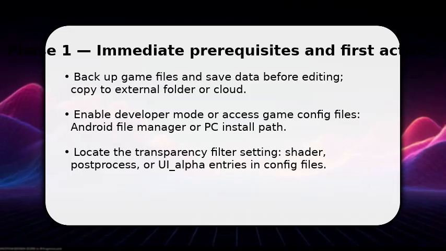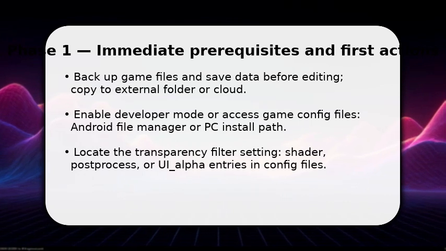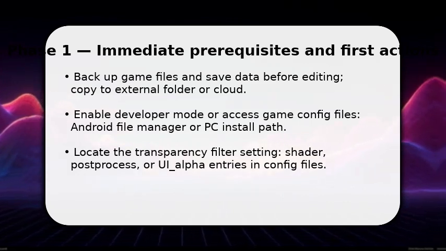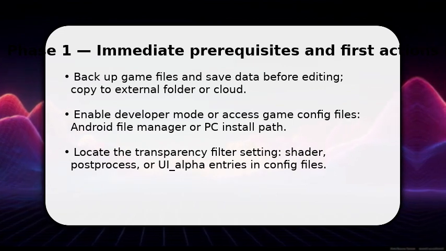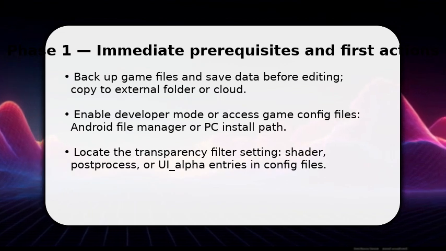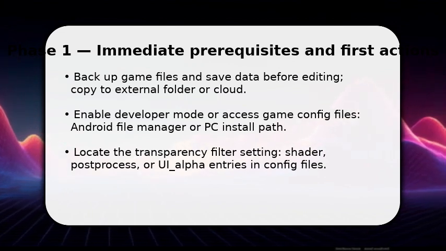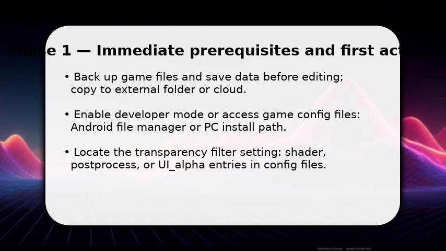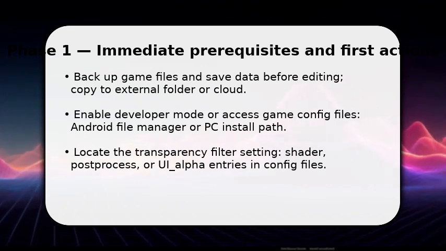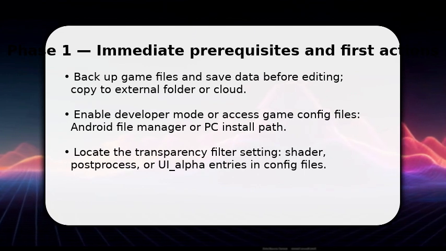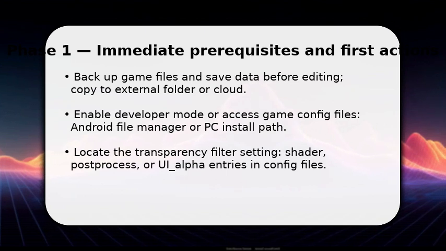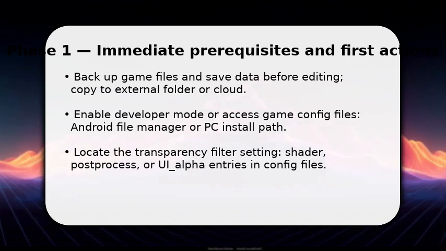You start by protecting progress. Back up your Wuthering Waves game files and saves now, because edits can break states. Once done, enable developer access or open the install folder on PC or Android File Manager, so you can edit configuration files directly. Make sure to locate the transparency filter entry. Look for shader, post-process, or UI alpha keywords in graphics or UI config files, because that specific value controls the filter you will change in the next step.